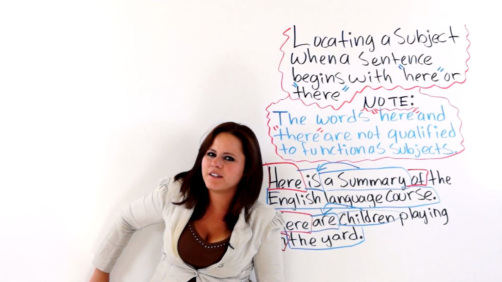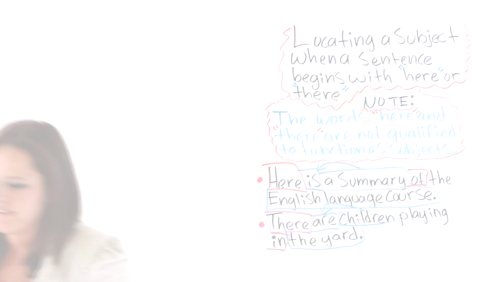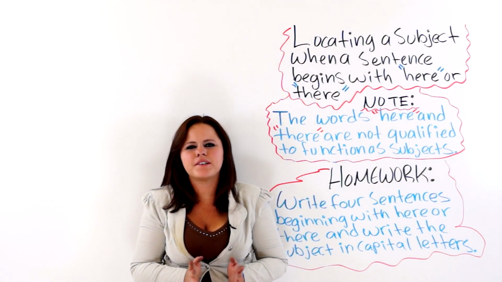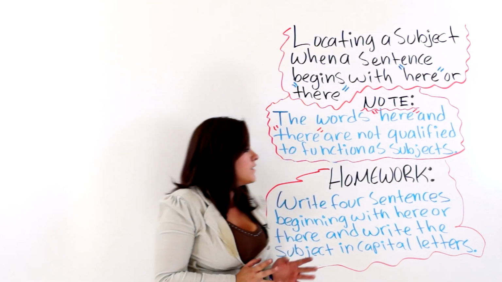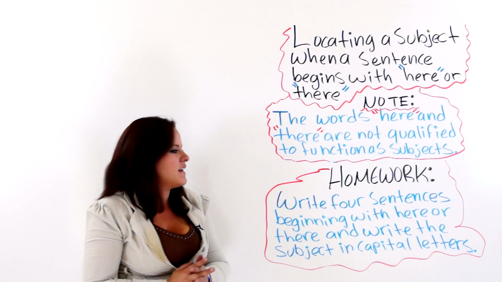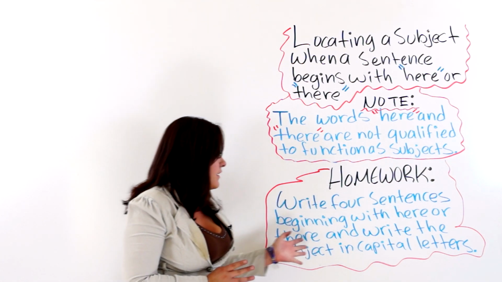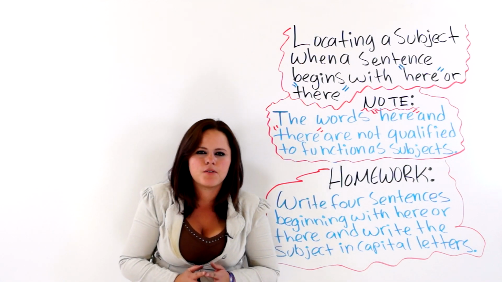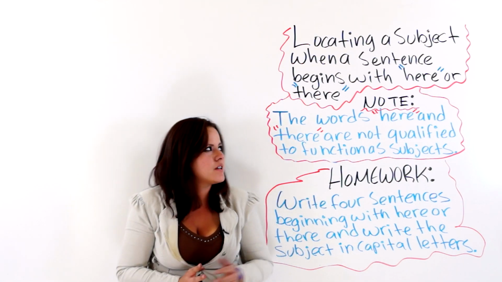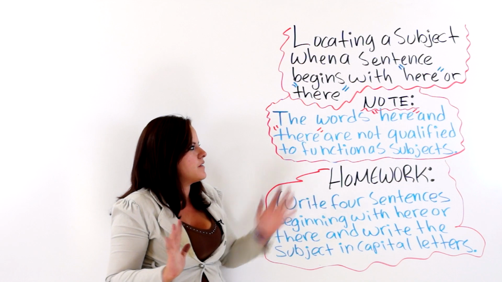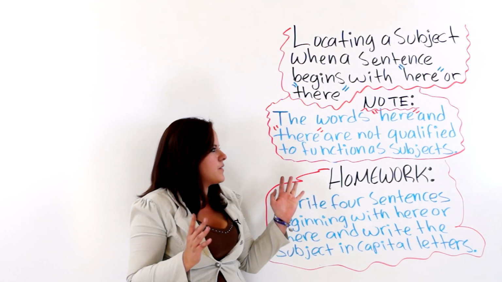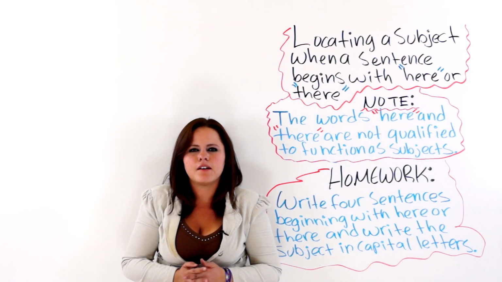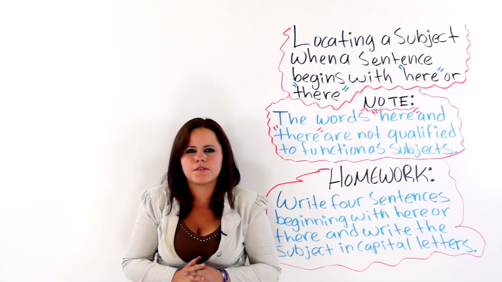Okay? Well, next I will leave you some homework. Remember that you need to practice as much as you can. For homework, you are going to write 4 sentences beginning with here or there, and write the subject in capital letters. Remember the rules, remember the tip here, the note. The words here and there are not qualified to function as subjects. And also remember that prepositional phrases cannot have a subject of a verb.